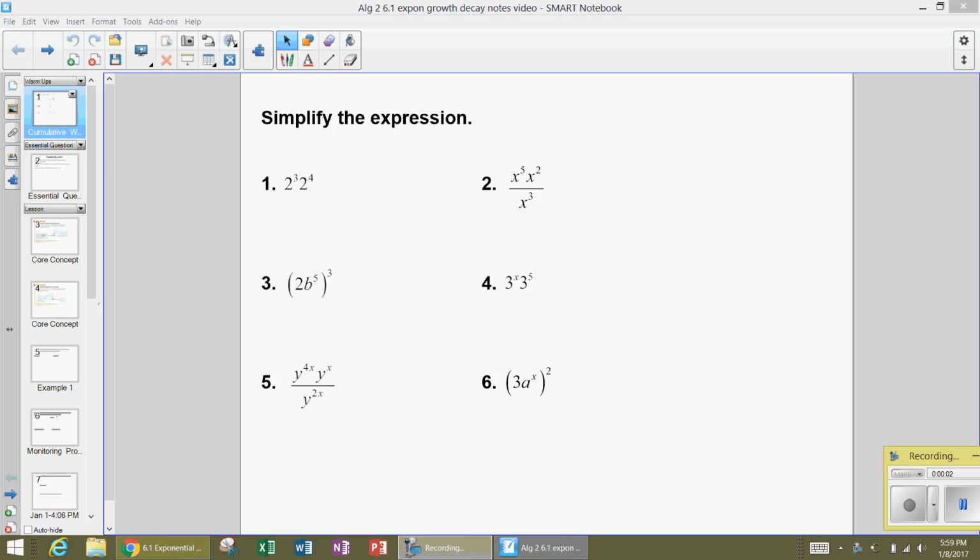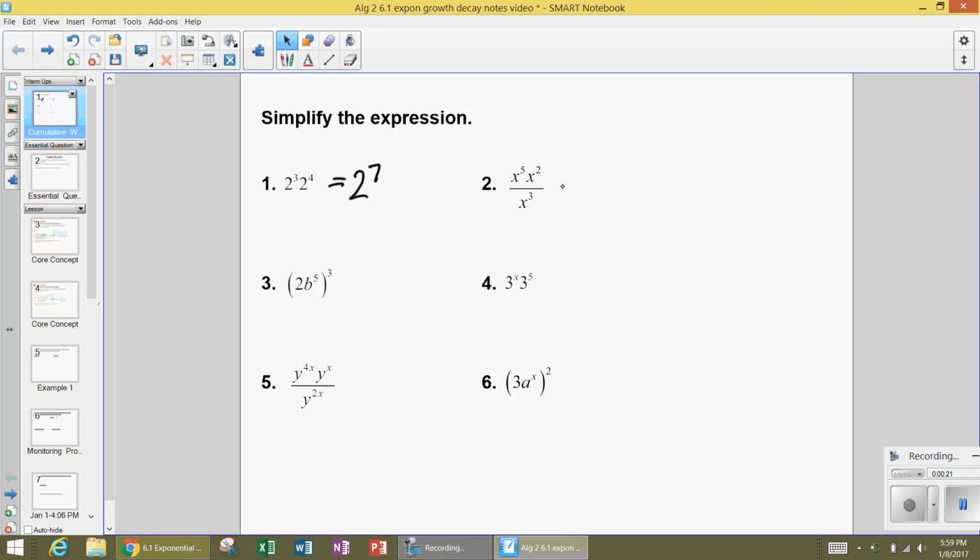Welcome back, and use your knowledge from last week's exponents review to help you simplify these 6 warm-up questions. Number 1, we have 2 to the 3rd times 2 to the 4th. Remember, you should be adding your exponents, so it should be 2 to the 7th.